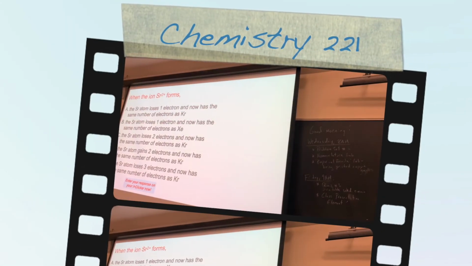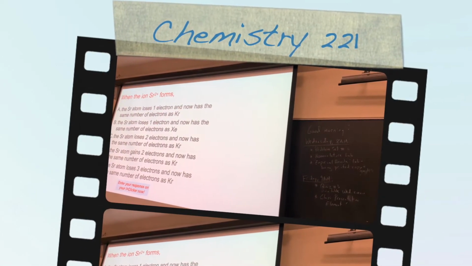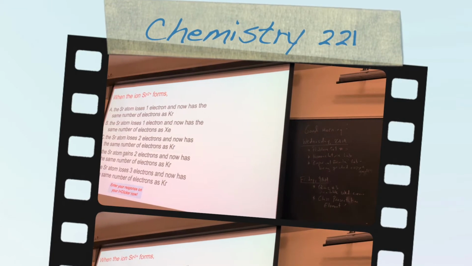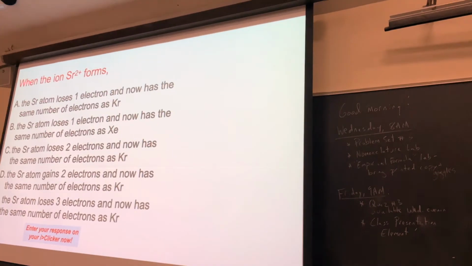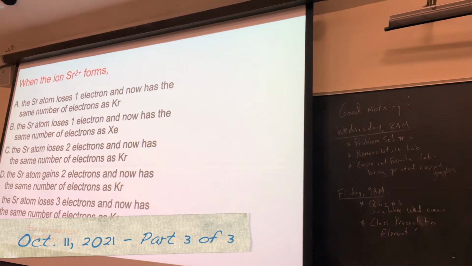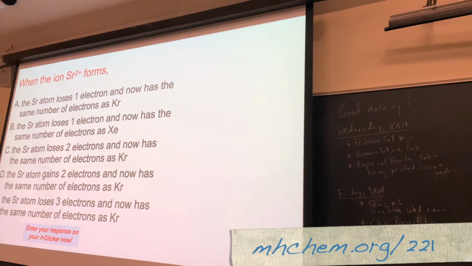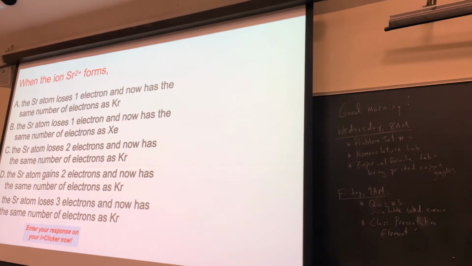Up here on the chalkboard, I have a little thing about what's happening in this problem. It says what happens when a strontium plus 2 ion forms. And just as a quick review, an ion means that there's a charge. It can be positive or negative. Strontium, a metal like most metals, makes positive charges or cations. So this particular one is a strontium plus 2. Strontium is in the same group as magnesium and calcium, so it's another positive 2.